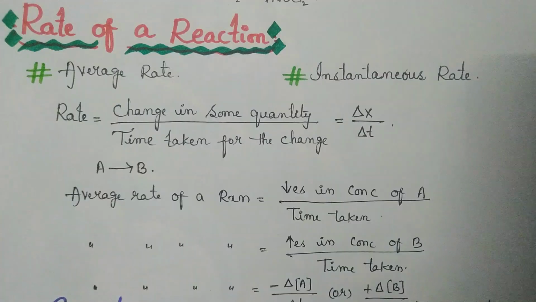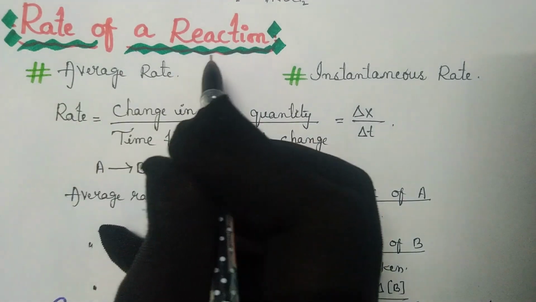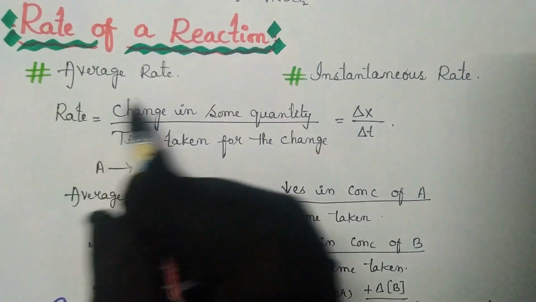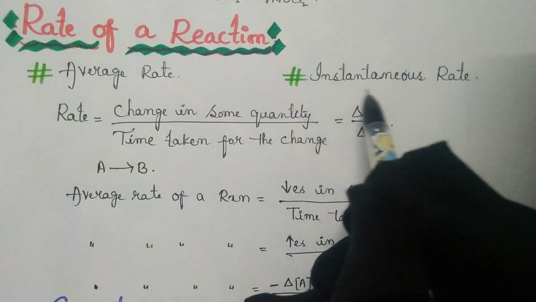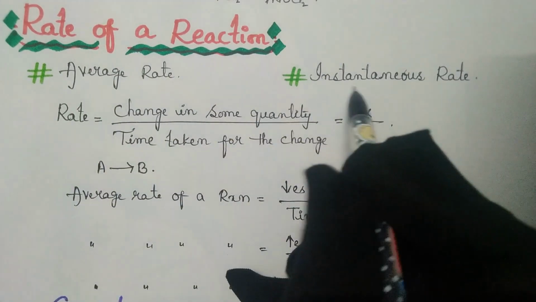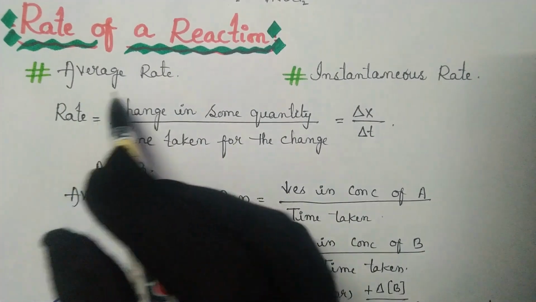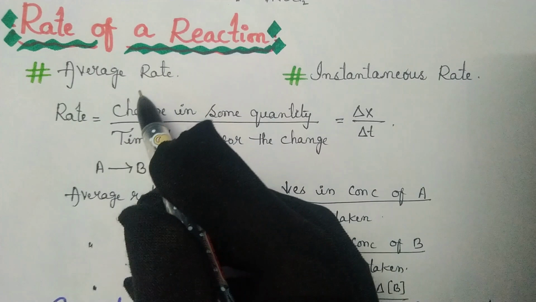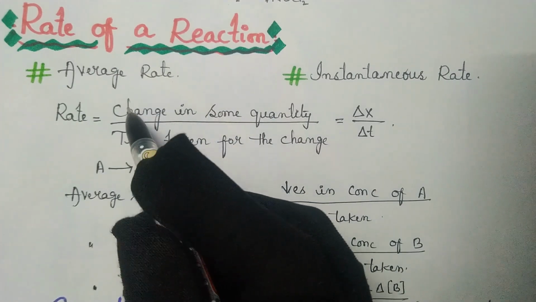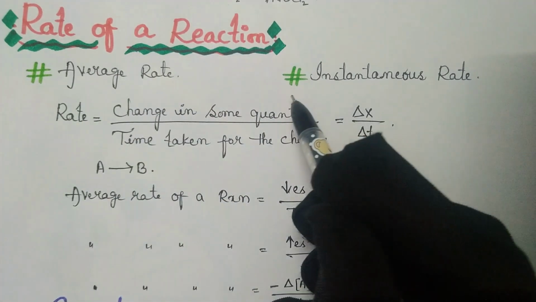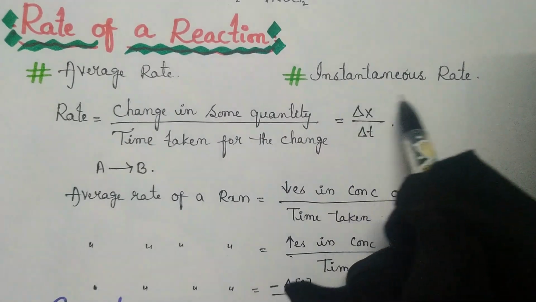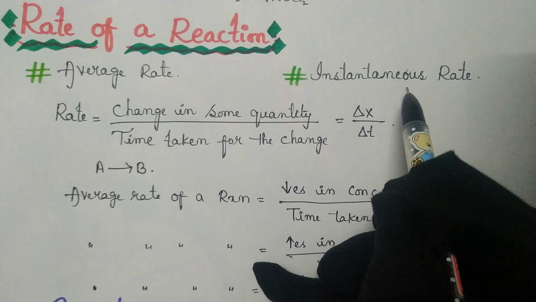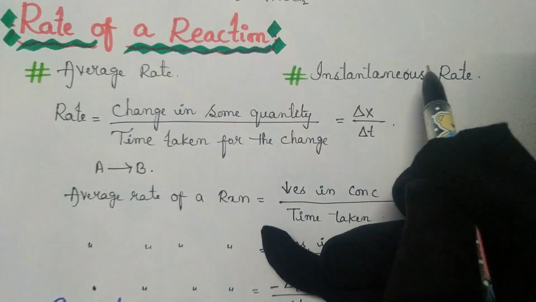Now the next topic is rate of a reaction. Actually we have two rates: the first one is average rate and the second one is instantaneous rate. What is the meaning of average rate? Generally the rate measured over a long time interval is called average rate, and the rate measured for a small time interval is called instantaneous rate. Now you are familiar with these two terms.